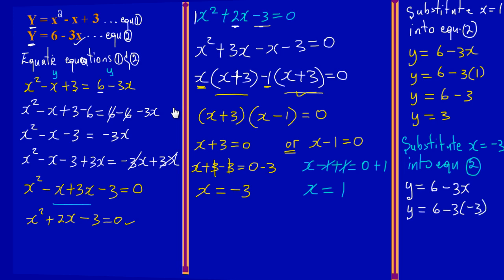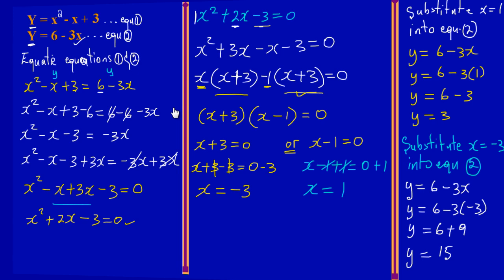So here I have y is equal to 6, and a negative 3 times a negative 3 will give me a positive 9. 3 times 3 is 9, and a negative times a negative will give me a positive. So y is equal to 6 plus 9, and that will give me 15. And that's it, my friends. We have calculated the two x values and the two y values.